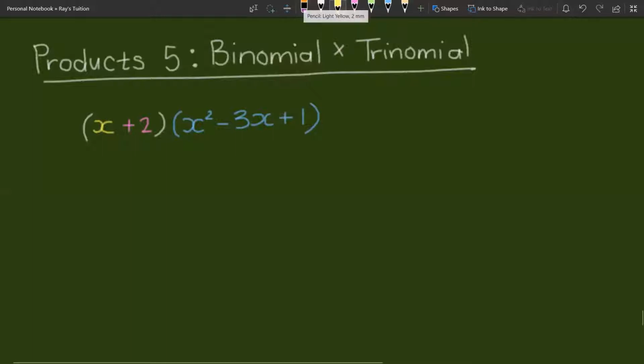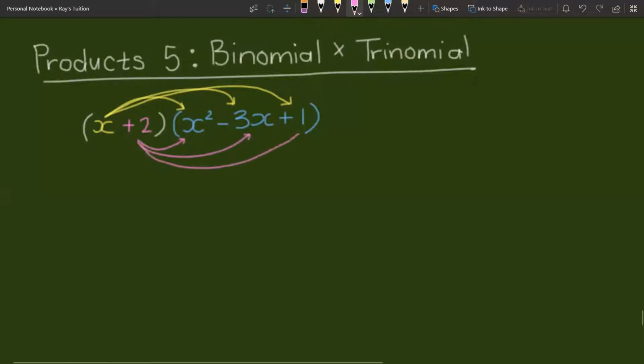Now the way to multiply a binomial times a trinomial is to do the distribution law that we spoke about in the first video. But we're going to distribute each of the terms to every term in the second bracket. So the x, we're going to distribute it to the x squared, to the 3x, and to the 1. The 2, we're also going to distribute to each term. Now, it's not too difficult because we have done the distribution law a few times. It's just a bit longer, the actual sum, so you need to concentrate more.